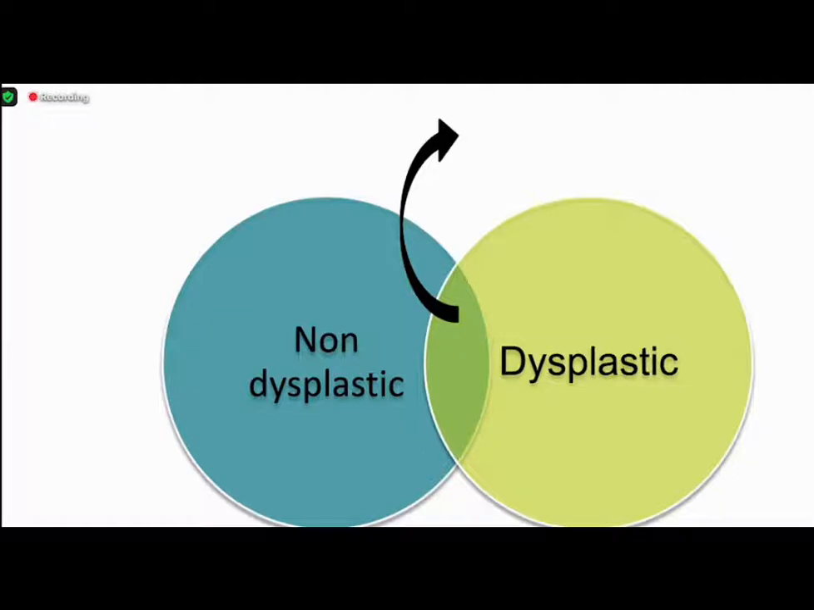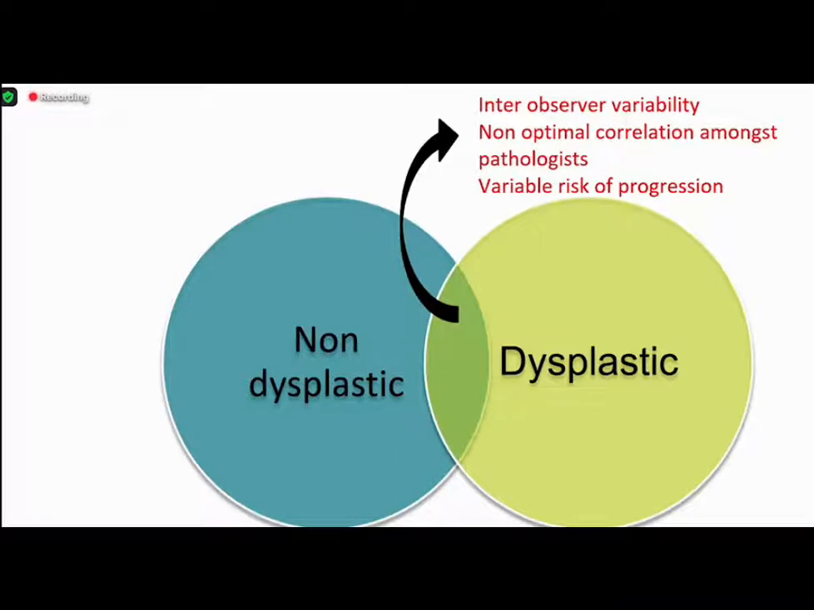The reason that we have this less than optimal correlation amongst pathologists for diagnosing dysplasia is that between non-dysplastic and dysplastic diagnosis, we have an overlapping zone. Whenever there is an overlapping zone, it will always be subject to inter-observer variability. It will also be affected by the disease pathogenesis, meaning that there might be some subtleties that are seen by some pathologists and not appreciated by others. And also very early changes might not be seen histologically and would progress to dysplasia later on. That's the reason that we have this inter-observer variability and non-optimal correlation amongst pathologists.